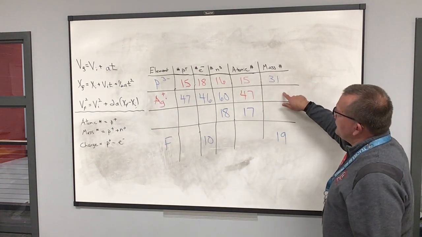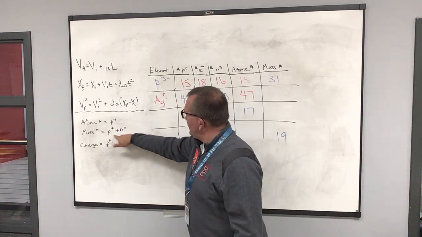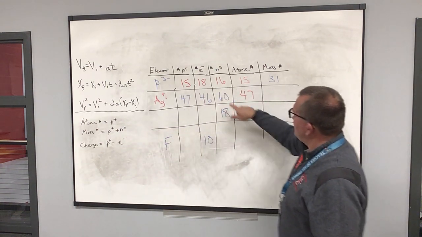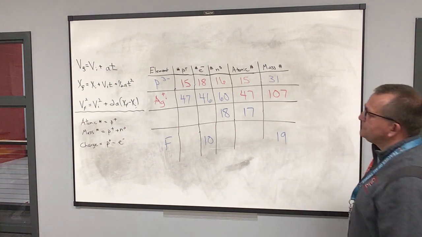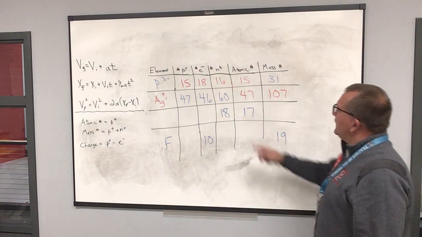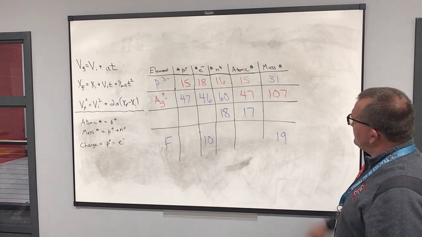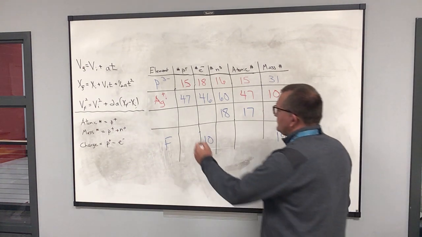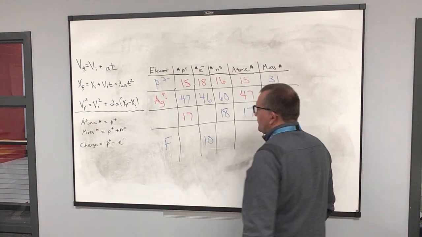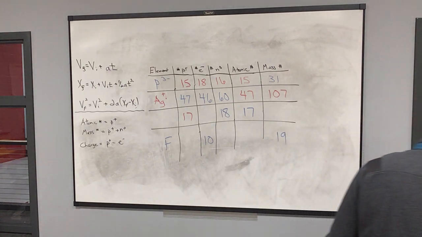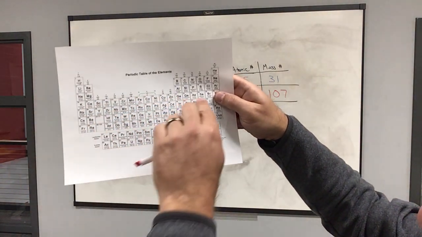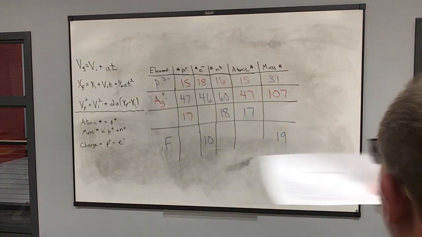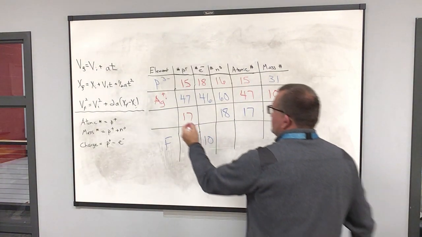And then mass number is protons plus neutrons. So 47 plus 60, 107. Third row, I've got 18 neutrons and an atomic number of 17. Atomic number of 17 means 17 protons. The periodic table tells me number 17 is Cl, chlorine. So chlorine is what I have.